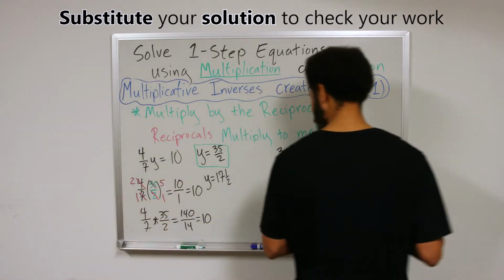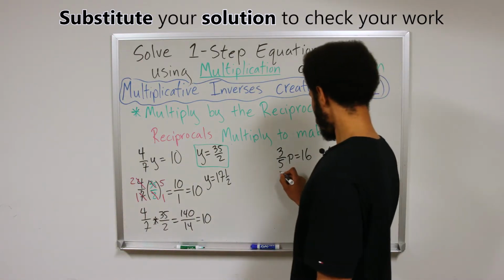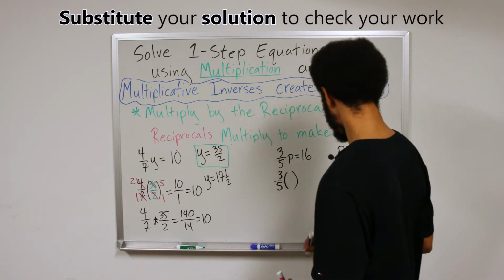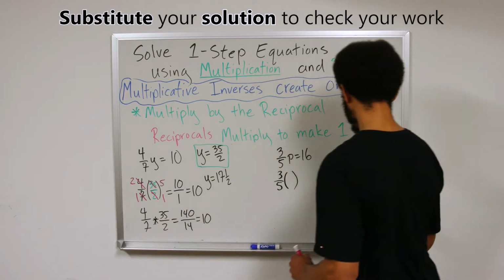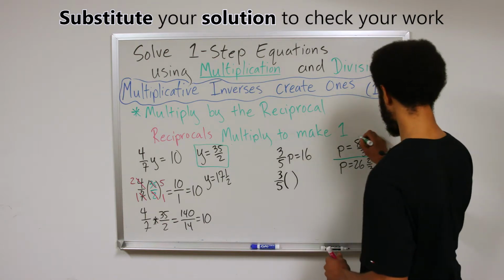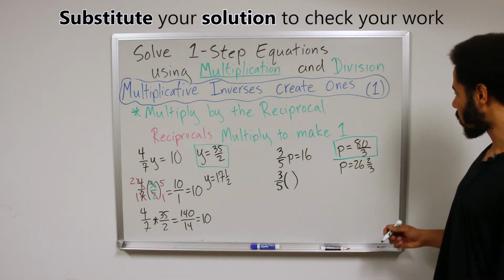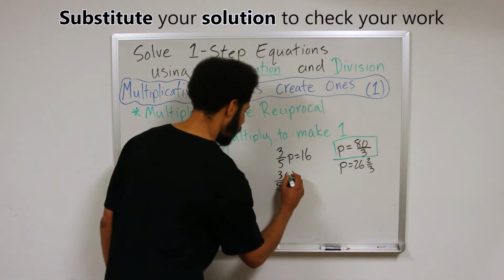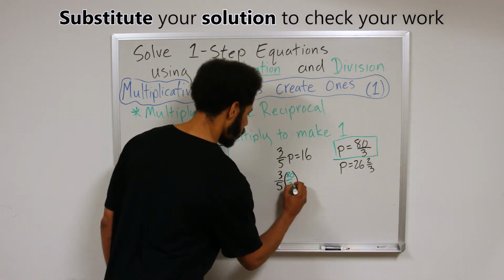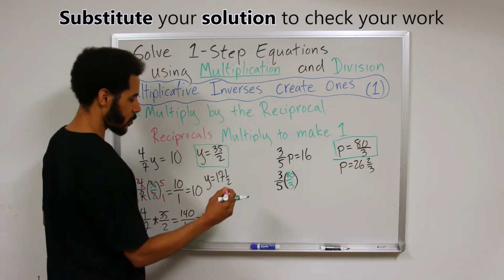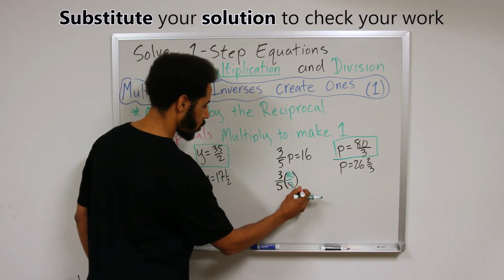Let's come over here. We have 3 over 5, and we have p. We're going to use the improper fraction version of this quantity instead of 26 and 2/3. They mean the same thing. And we're going to say 80 over 3. Easy cross simplifying right here if it's the same number. Divide them both by 3.